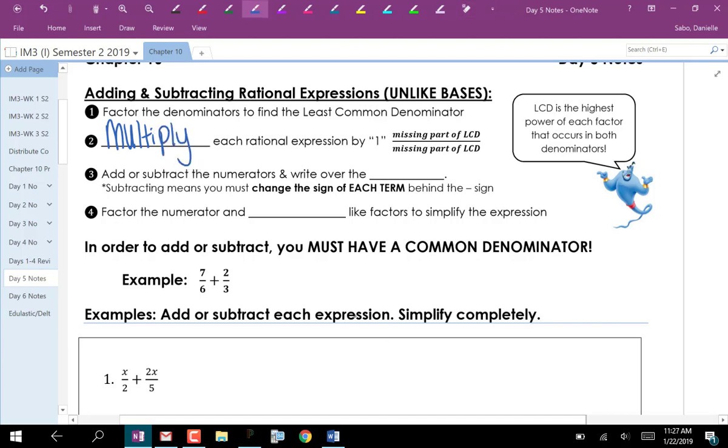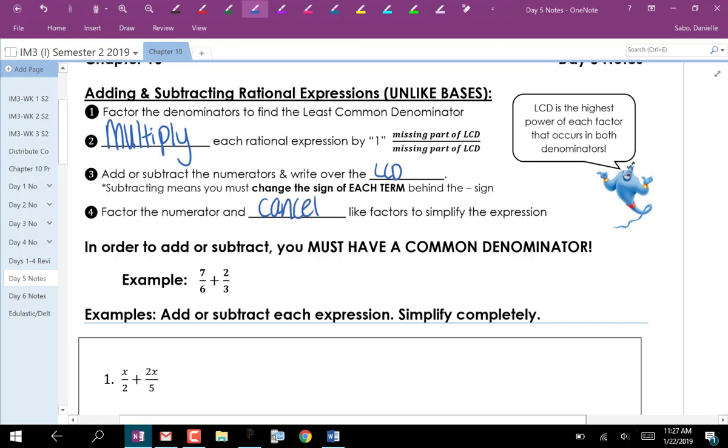Multiply each of the expressions by the one that it's missing. So like, if I'm missing an x, then I'm going to multiply by x over x because that gets me 1. Then we're going to add or subtract the numerators and write it over the LCD. So whenever your LCD is what's going to be in your denominator. Okay, then we're going to factor the numerator and cancel any like factors that we have, if we have any.